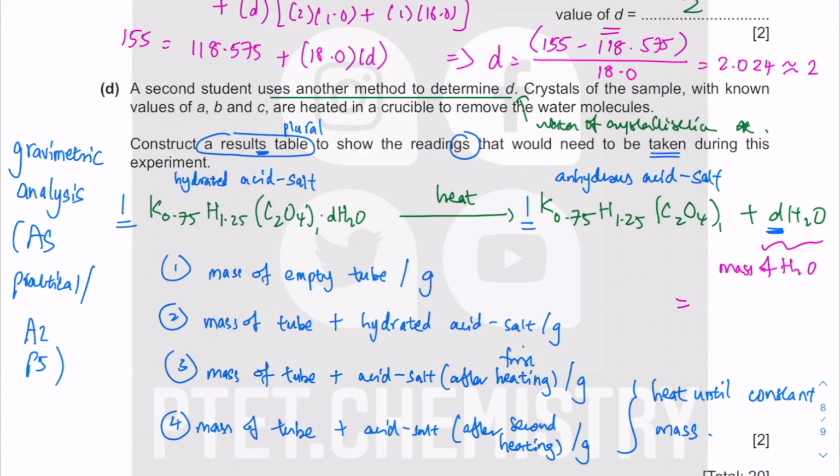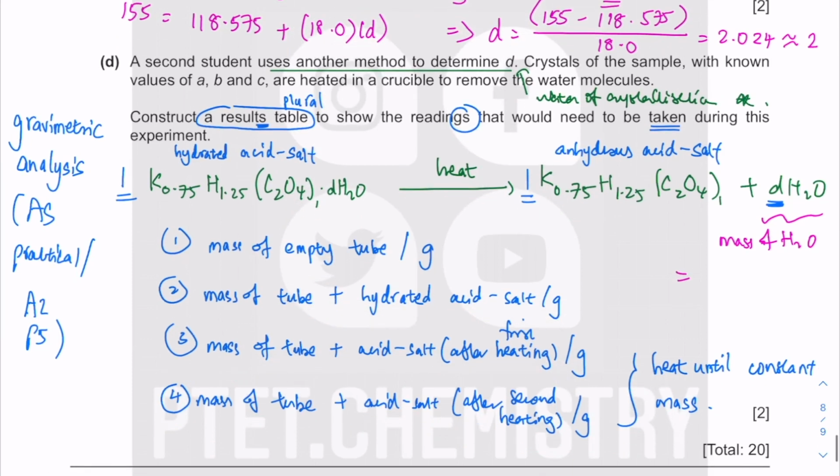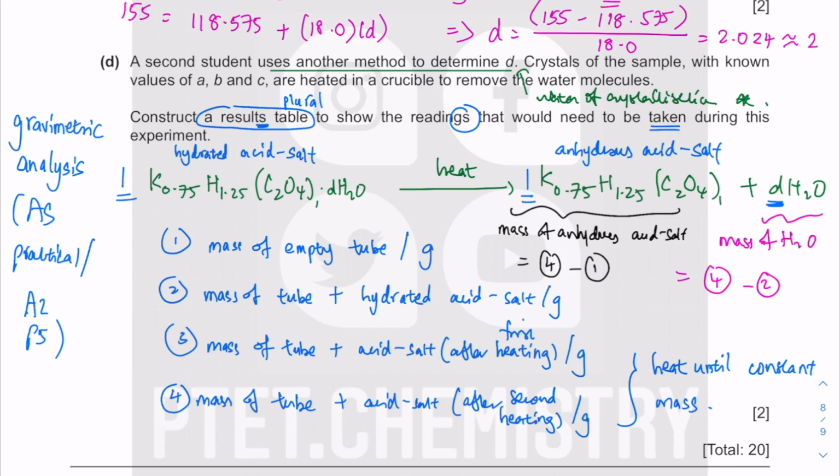I'll just very quickly show you how to process the data if you are being asked on this as part of planning, analysis, and also experimental planning. So the mass of H2O is going to be, after you heat it to constant mass, the anhydrous plus the tube minus the tube and the hydrated form. And how about the other one? The mass of anhydrous acid salt is going to be 4 minus 1. So that is your mass.